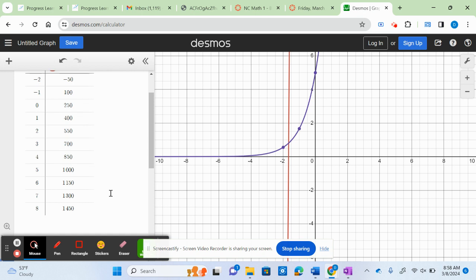Then look at your linear function, or f of x. So I'll put that in right now. f of x is 150x plus 250. You're going to hit your table again, and then just add some more values. Okay, so this is my linear. So start looking at 4, 5, 6, 7, 8. See what your values are. This is the linear function.